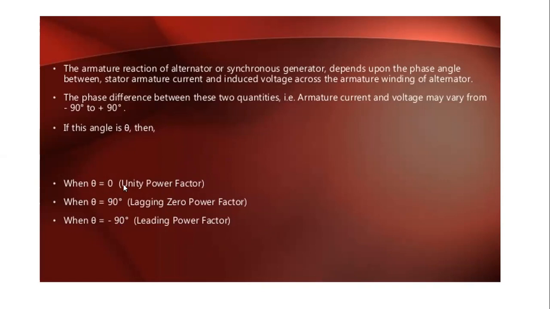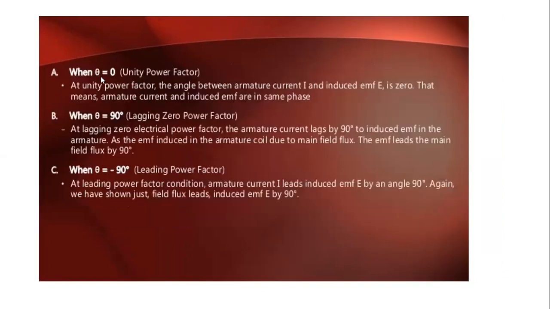Suppose we are considering theta equal to 0, that means unity power factor. Suppose theta is equal to 90 degrees, that is the lagging zero power factor. Suppose theta is equal to minus 90 degrees, that is the leading power factor. First, for theta equal to 0 degrees, that is the unity power factor.